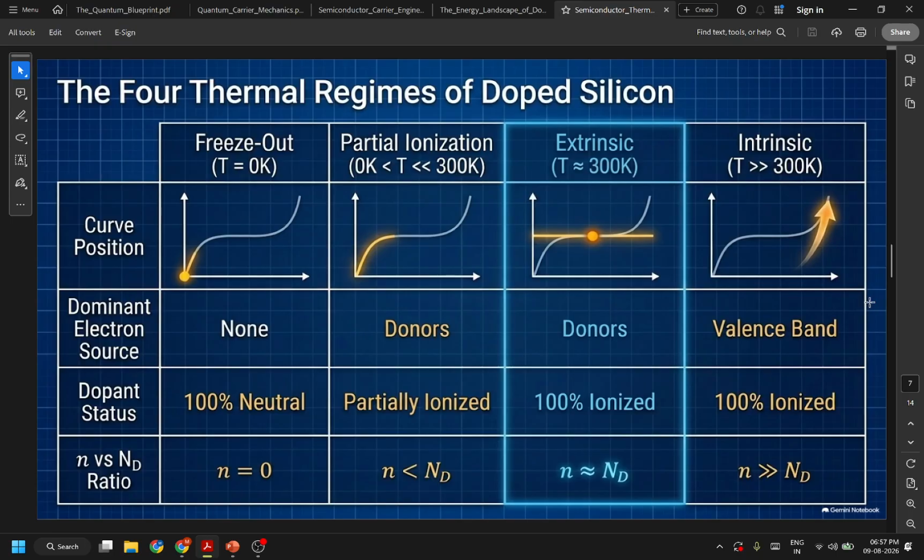Then around room temperature, silicon acts as an extrinsic semiconductor, where the dominant source is still donors, but they are 100% ionized, resulting in N equals Nd. Then at a very high temperature, the semiconductor comes back to acting like an intrinsic semiconductor, where the dominant electron source becomes the valence band. The dopants are still 100% ionized, but they are not doing anything now because N is greater than Nd.